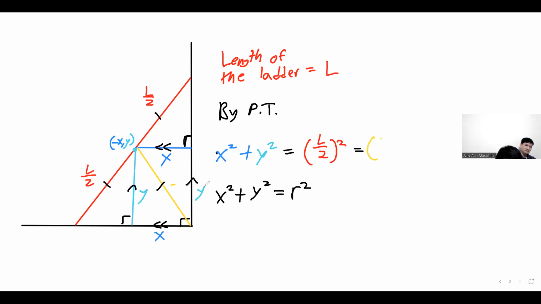What will this be? Let's just call it z squared. So if L over 2 squared is equal to z squared, there are no negative lengths. Therefore, z is equal to L over 2. So if z is equal to L over 2, it defines a circle. This equation, x squared plus y squared is equal to L over 2 squared.